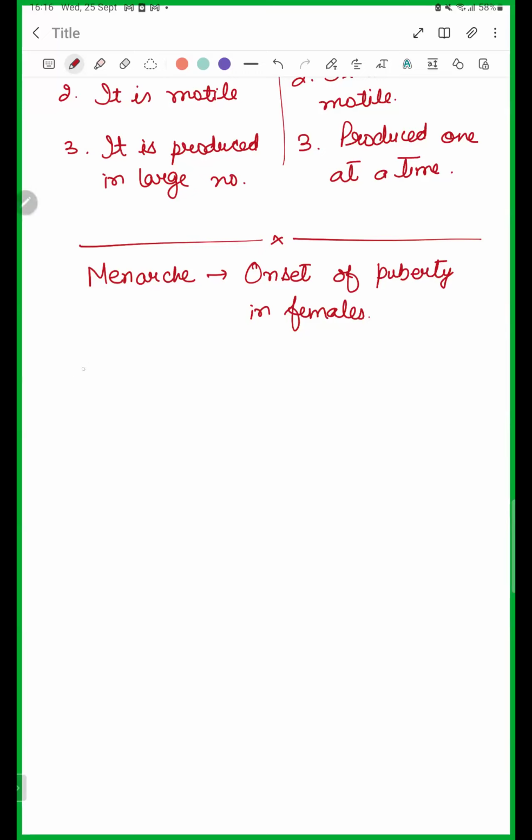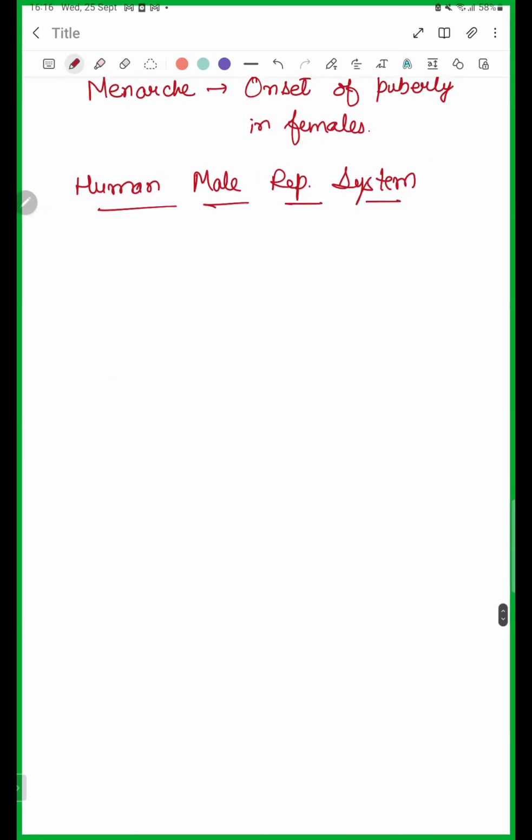Let's start with the human male reproductive system. All right, you can draw some simple diagram if you want to. There is another diagram which is there in your NCERT. You can copy that also. Otherwise, there is a simple diagram. If you want, you can draw this one also in your exam. Just quickly copy it.